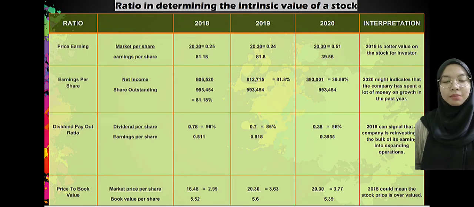Value, the formula is market price per share divided by book value per share. So for the year 2018 is 2.99, for year 2019 is 3.63 and for year 2020 is 3.77. So the interpretation is that 2018 could mean the stock price is overvalued.